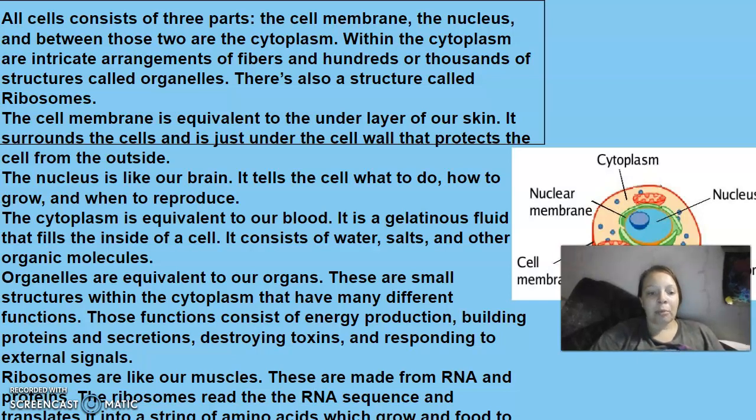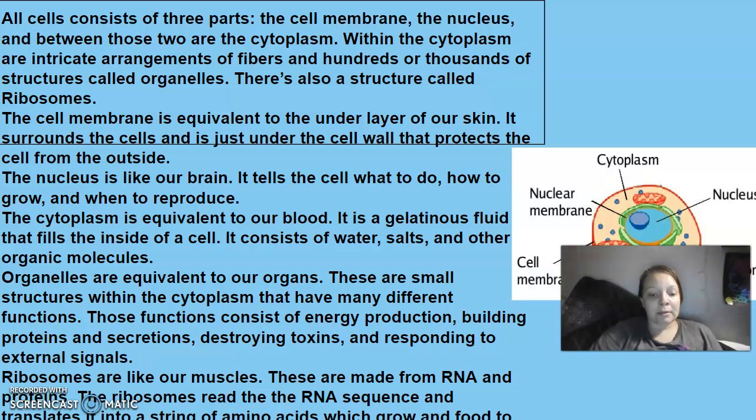The nucleus is like our brain. It tells the cell what to do, how to grow, and when to reproduce. And the cytoplasm is equivalent to our blood. It is a gelatinous fluid that fills the inside of a cell. It consists of water, salts, and other organic molecules. Organelles are equivalent to our organs. These are small structures within the cytoplasm that have many different functions. Those functions consist of anything from energy production, building proteins and secretions, destroying toxins, and responding to external signals.